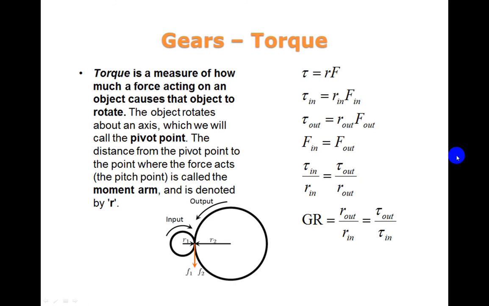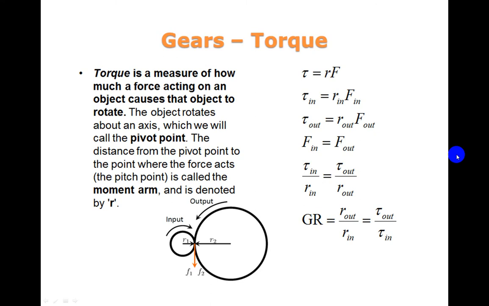All right, so when we refer to gears, we look at torque instead of work because they rotate in a circular motion. The symbol for torque is the Greek letter tau. Torque is a measure of how much a force acting on an object causes that object to rotate. Whenever you have a rotation, you're going to basically have a torque. The object rotates about an axis, which we will call the pivot point.